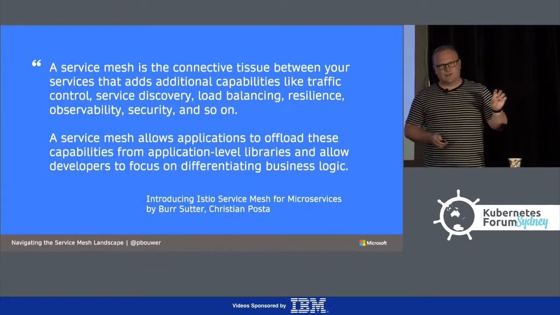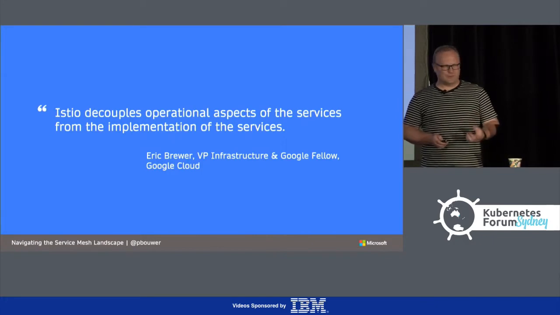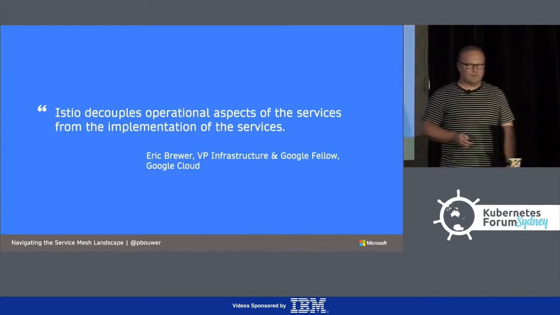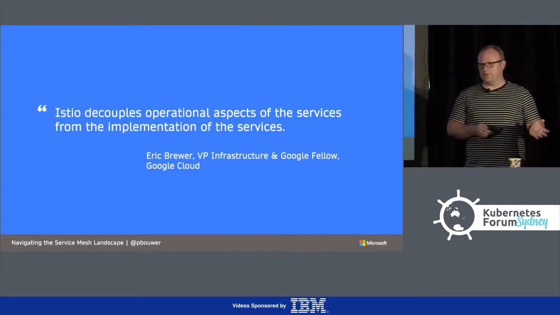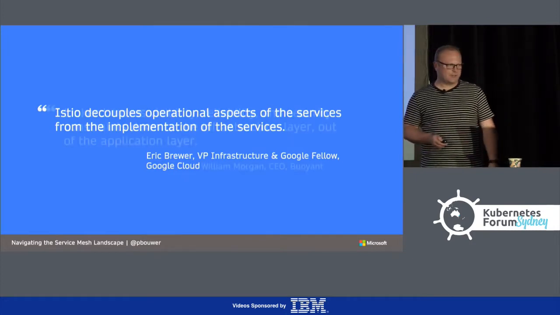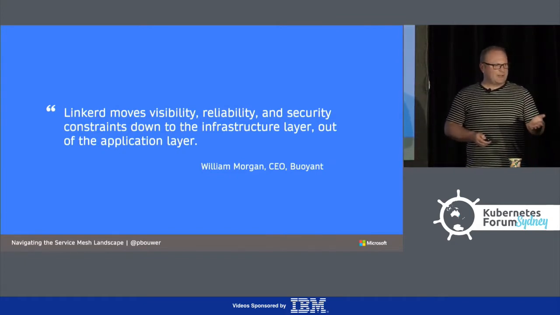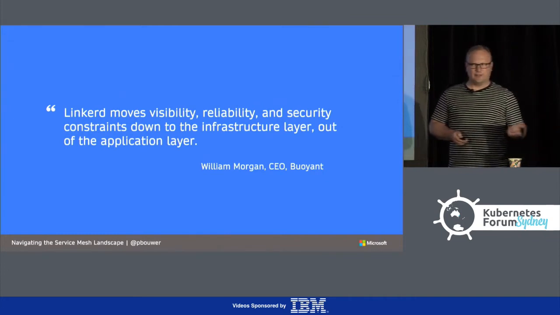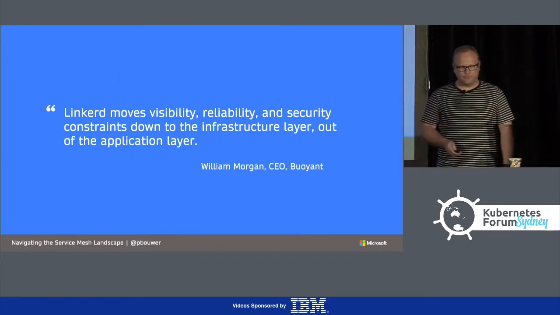And you can see this crisping of this message is starting to become apparent from quotes from other people. So this is Eric Brewer, VP of Infrastructure at Google. Istio decouples operational aspects of the services from the implementations. Again, we're moving stuff out of our application into the infrastructure level. And again, William from Linkerd from Buoyant. Linkerd moves visibility, reliability, security constraints down to the infrastructure level, out of the application layer. This means that all of those requirements that we saw a little while ago no longer need to be managed within your code. The service mesh can deliver those capabilities for you.